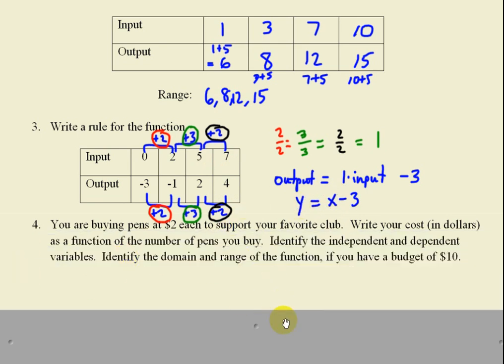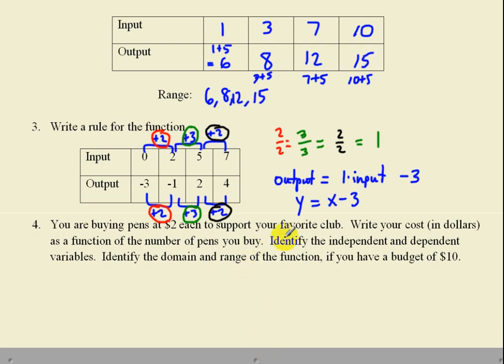Okay, number 4. You are buying pens at $2 each to support your favorite club. Write your cost in dollars as a function of the number of pens you buy. Identify the independent and dependent variables, then identify the domain and range of the function if you have a budget of $10. Okay, so first of all, write our cost in dollars as a function of the number of pens. Well, since the pens are $2 each, our cost is going to be 2 times the number of pens that we buy. So there's the first part.